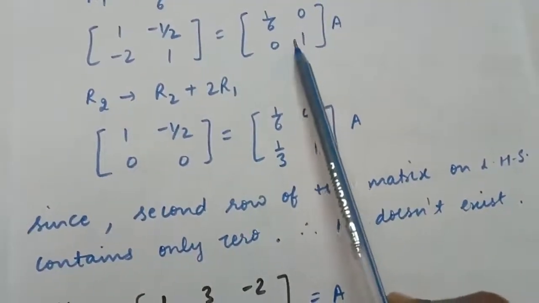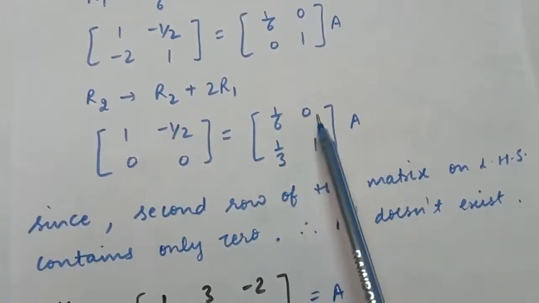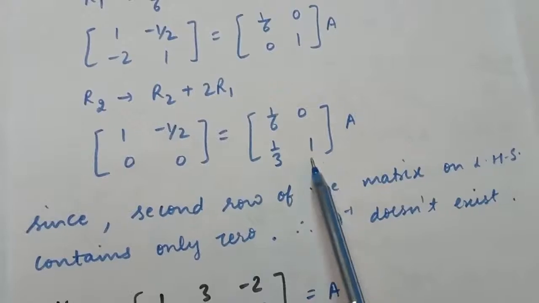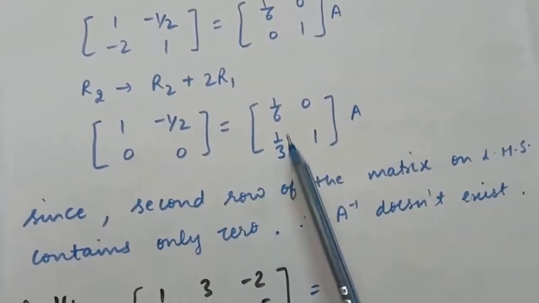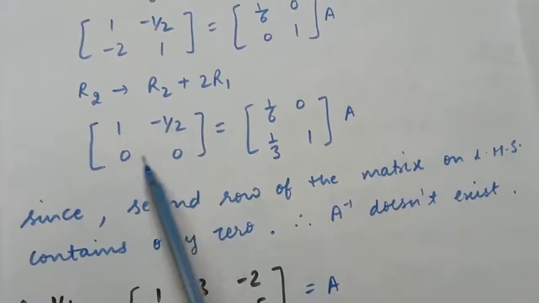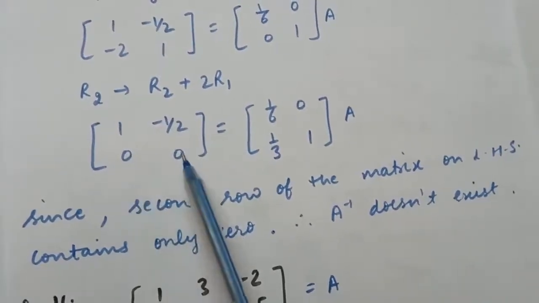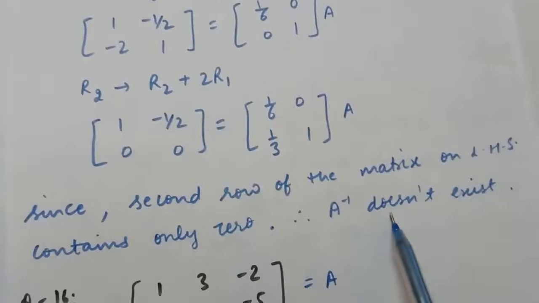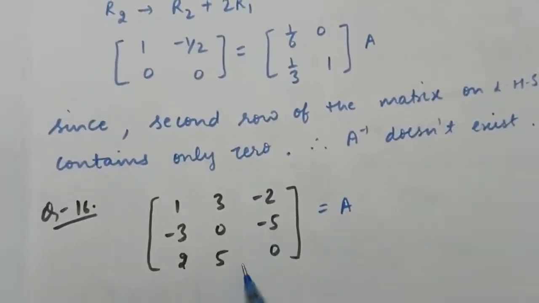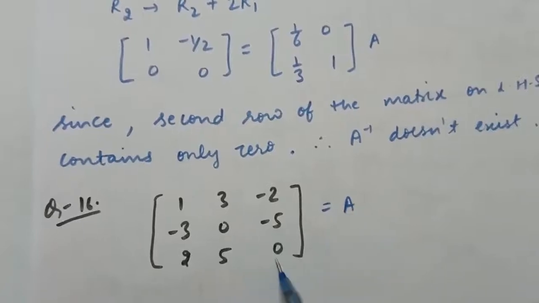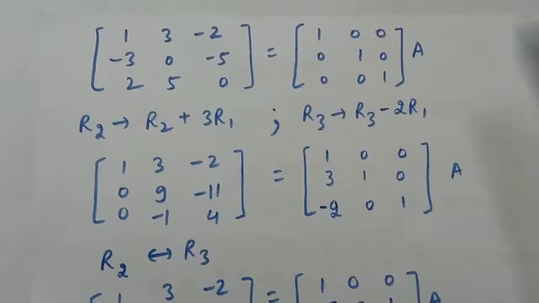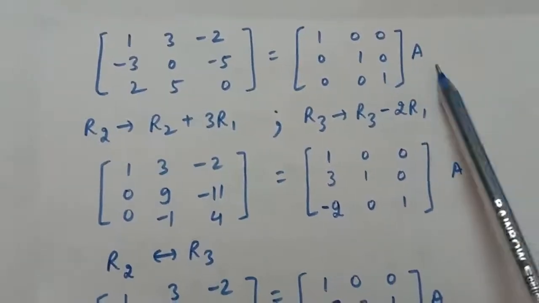Apply the same operation here also. Row 1 remains the same. Row 2 will change into 1 by 3, 1. But it does not matter because we got the second row with all elements as 0. Therefore, we say A inverse does not exist. Clear? Now question number 16 is, this is the matrix given and let this be A. So writing it as A is equal to I into A, right?